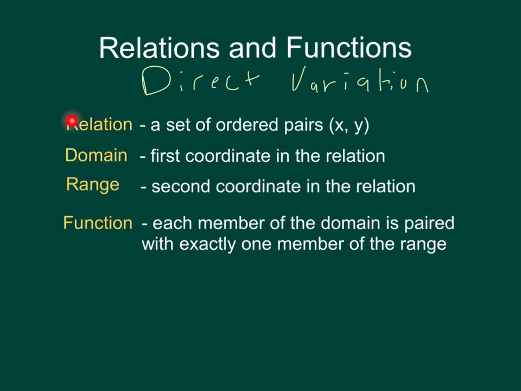So first we talk about a relation. A relation is a set of ordered pairs, meaning like an x and a y coordinate, right? Like we're going to graph something on the xy plane, we would have our x and y coordinates. So that's a relation, that's a set of ordered pairs.